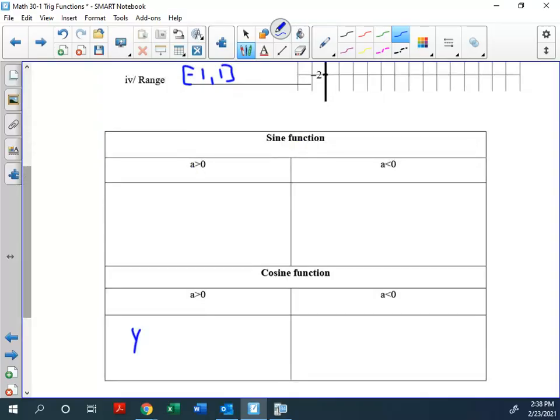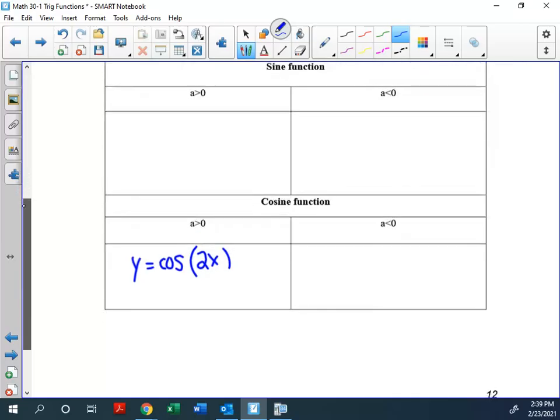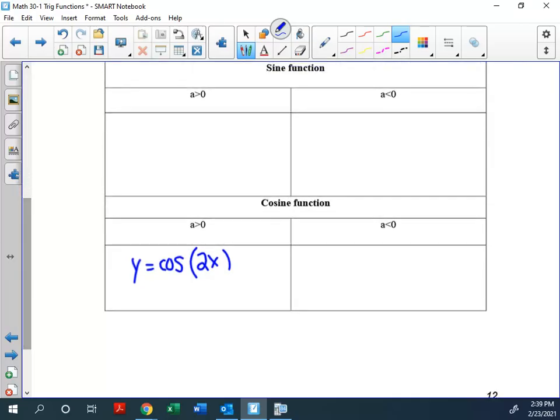Let's go write it. Y is equal to positive amplitude of 1 cosine. B value is 2 with no phase shift and no displacement. That's what I think is the most correct answer. That's the easiest one to get to.